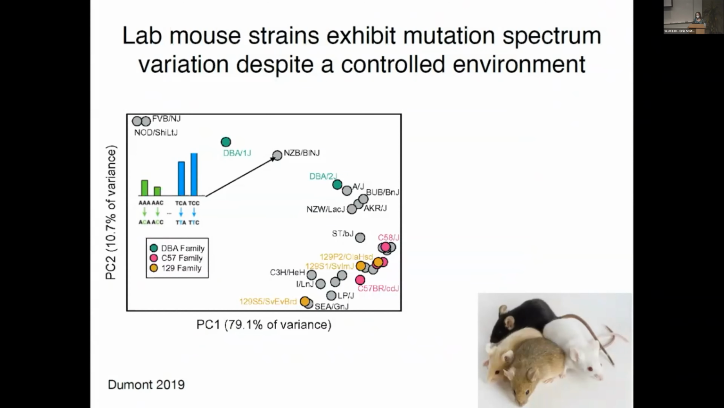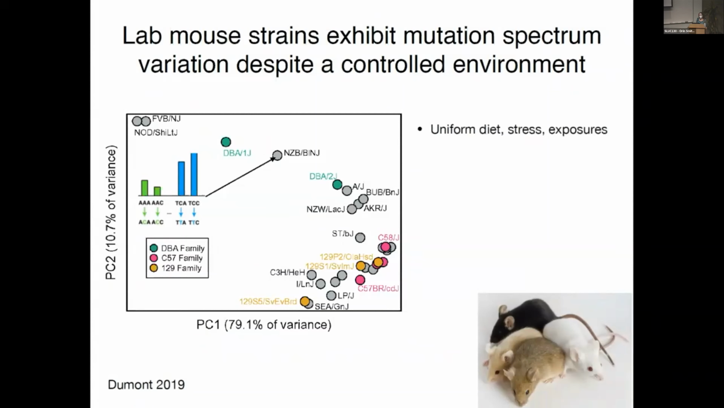And this is a PCA of mutation spectra, which are these histograms of relative abundances of different variant types in a bunch of strains of laboratory mice. What you can see here is that mice have differences in the relative proportions of mutation types, just the way human populations do, despite the fact that all these mice have been reared for some time in a very controlled environment.